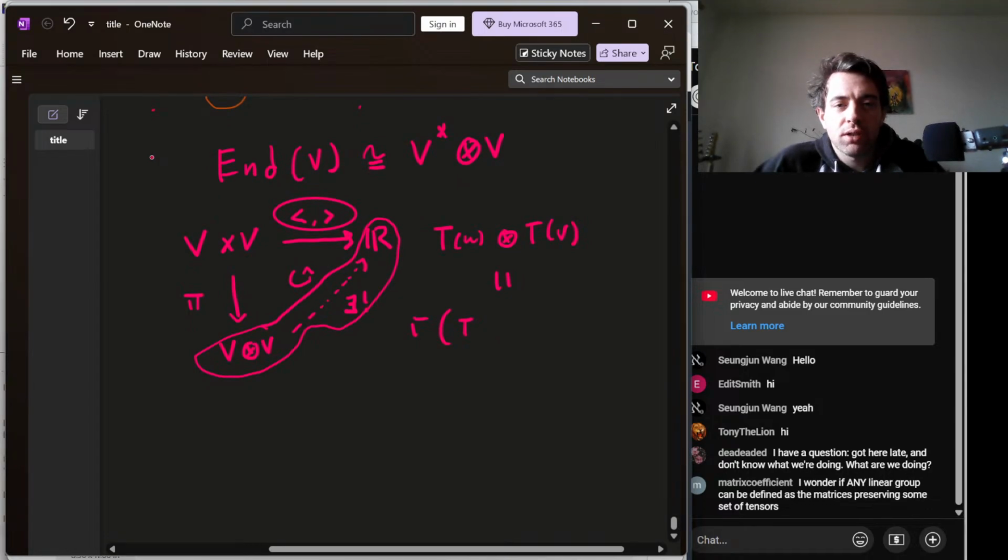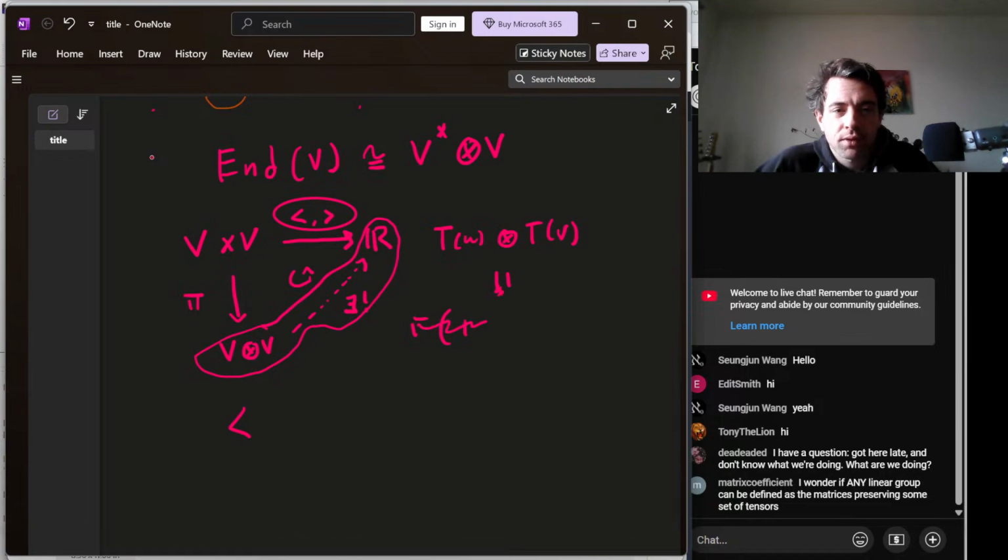So this should be the same as, what am I trying to say here? Got the pairing. Oh, that's the tensor, right? So that's the tensor map. Maybe I should write this as a tensor. That's the tensor map. Oh, I need to have a name for this map on the tensors. Maybe P for pairing because it comes from the pairing. Okay, so here we go.